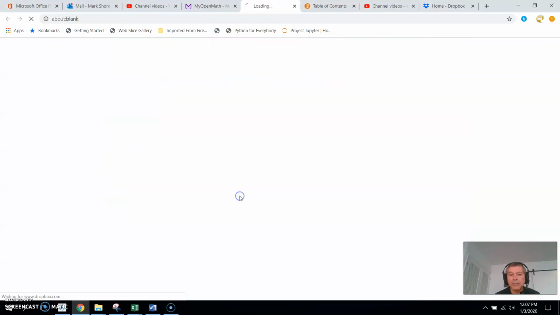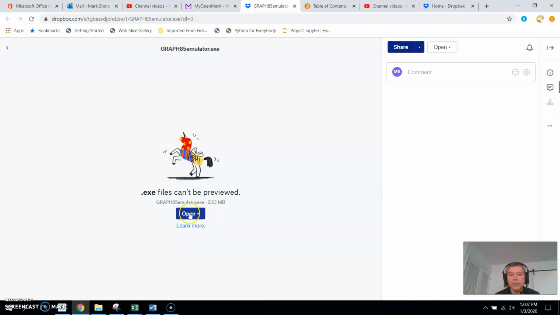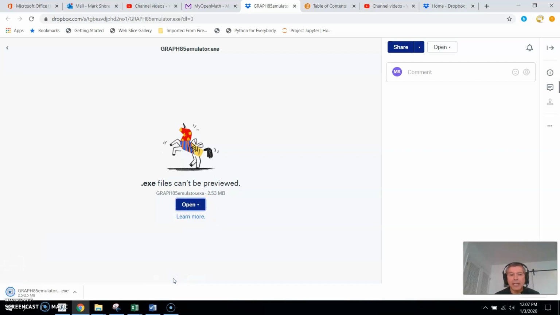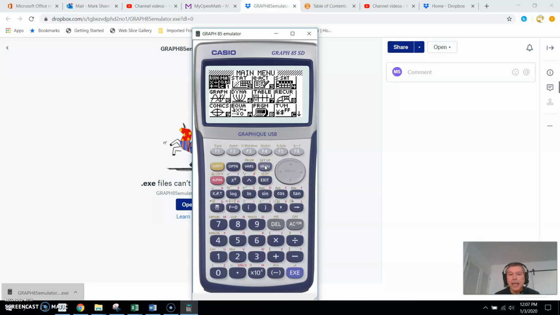So I'm going to click on this, and then this loads a place where you can get the calculator. You click on open, and then you click on download, and it downloads the calculator. So now click on the open calculator. You can click on menu to clear the memories, and now we're ready to solve some problems.